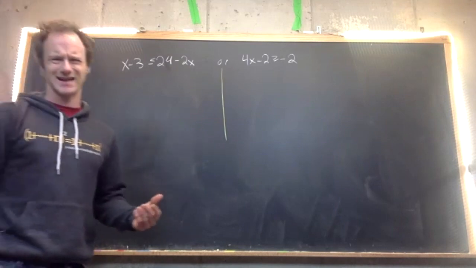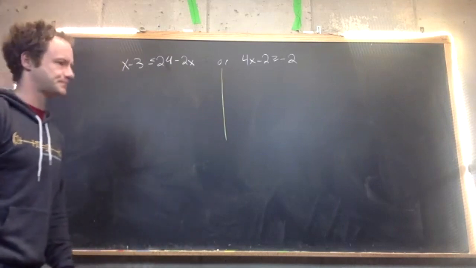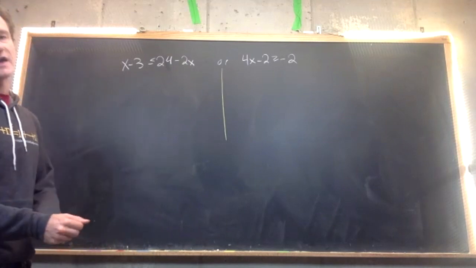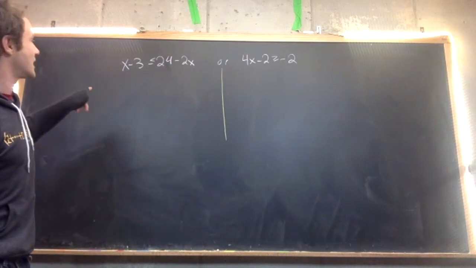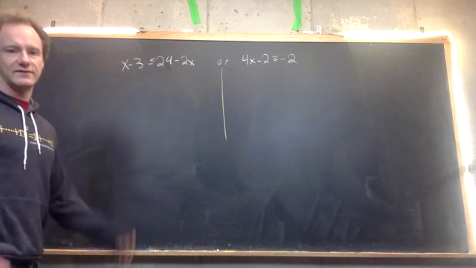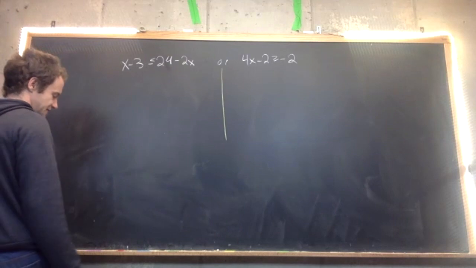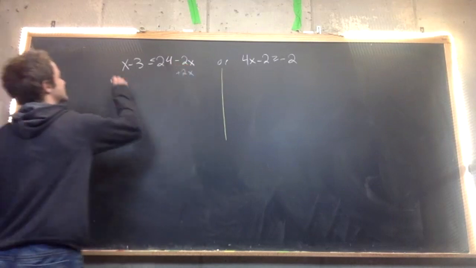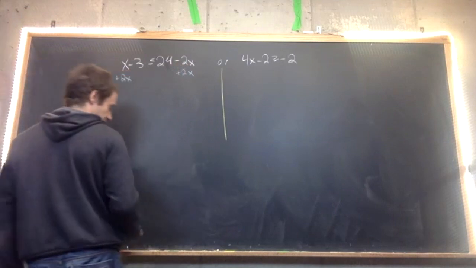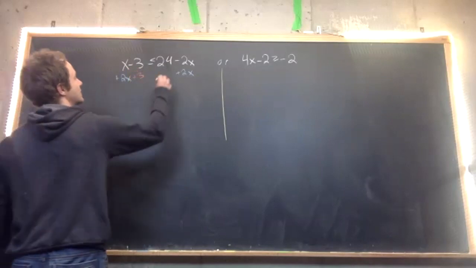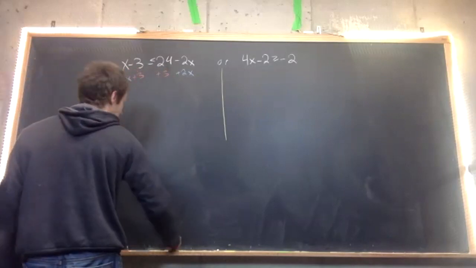So this was I think the 6th one. You guys might have different numbers, but the strategy will be exactly the same. Okay, so we want to get all the x's on one side of the inequality and all the numbers on the other side. Here we can add 2x to both sides and then also add 3 to both sides. Let's see what that gives us.